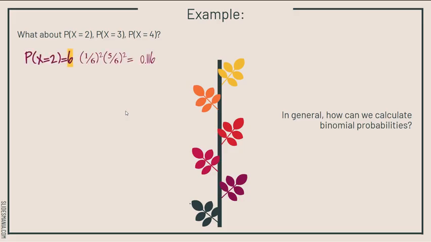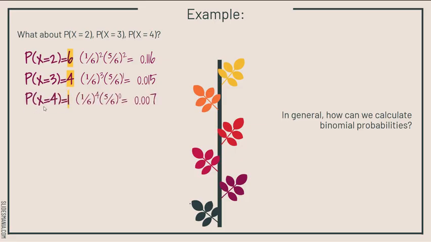All right, so the probability that X equals 3. There are 4 possible outcomes. And so we do 1/6 to the third, 5/6 to the first, which gives us this probability. And then the probability X equals 4. Well, there's only one way that we get 4 successes. So we would only need this once. 1/6 to the fourth, 5/6 to the 0.